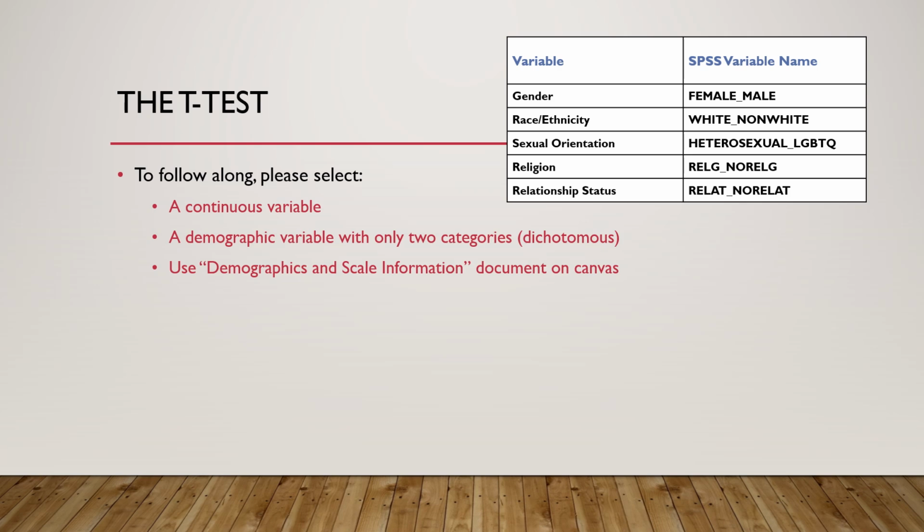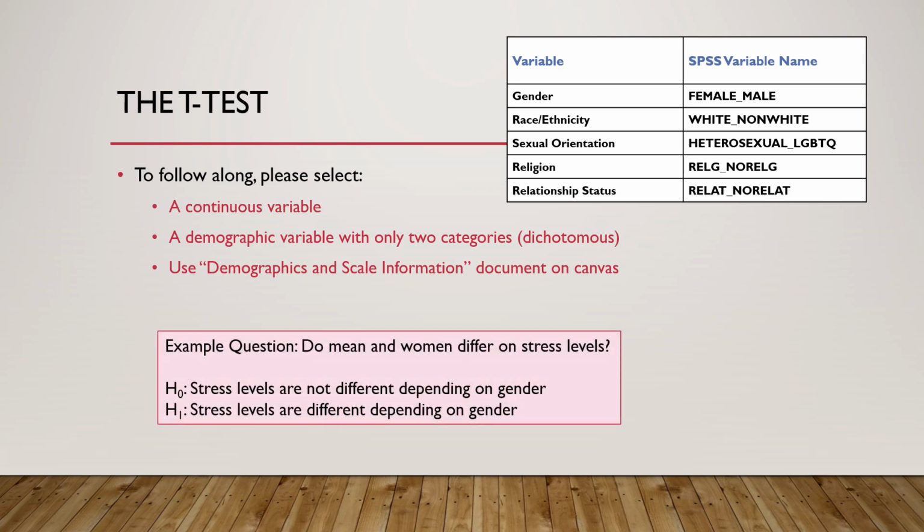Now today, what I'm going to be doing is using the question, do men and women differ on stress levels? For that, I'm going to use the continuous variable of stress levels and the demographic dichotomous variable of gender, which is male-female. My null hypothesis for this question is that stress levels are not different depending on gender. There is no difference there. Whereas my alternative hypothesis is that stress levels are different depending on gender.